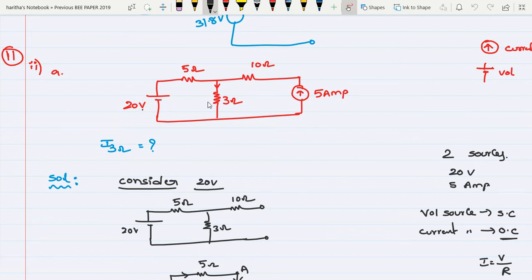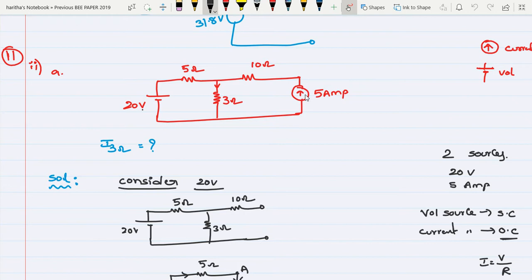So here two sources are there. So I am considering 20 volt source. Remaining source you have to remove it. So remaining source is what? Current source. So how can you remove a current source? By making open circuit. Suppose if you want to remove voltage source, then how can you remove a voltage source? By making short circuit. So if it is a voltage source, make it as short circuit, and if it is a current source, make it as open circuit. So while considering the 20 volt source, I have to remove the 5 ampere source.